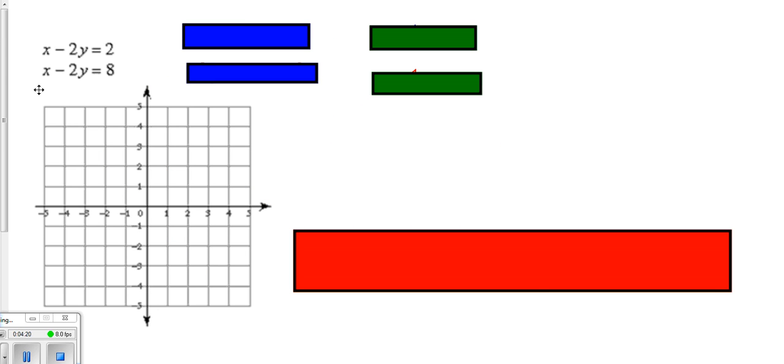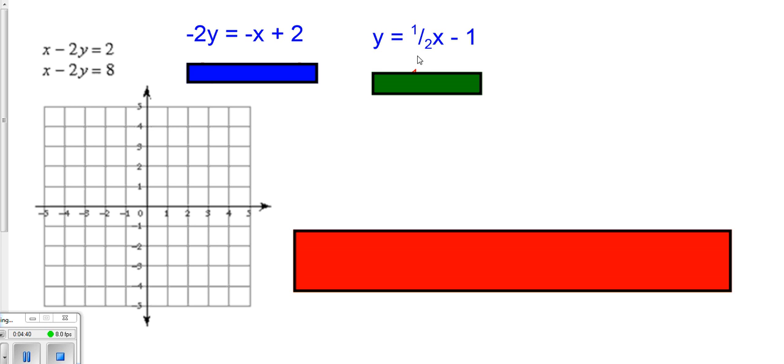Let's look at this problem. We've got x minus 2y equals 2 and x minus 2y equals 8. Now it's hard to graph these ones, so we want to change them. We'll do the first one first. Subtract x on both sides. Negative 2y equals negative x plus 2. Divide by the negative 2 to get the y alone. y equals 1/2 x minus 1.